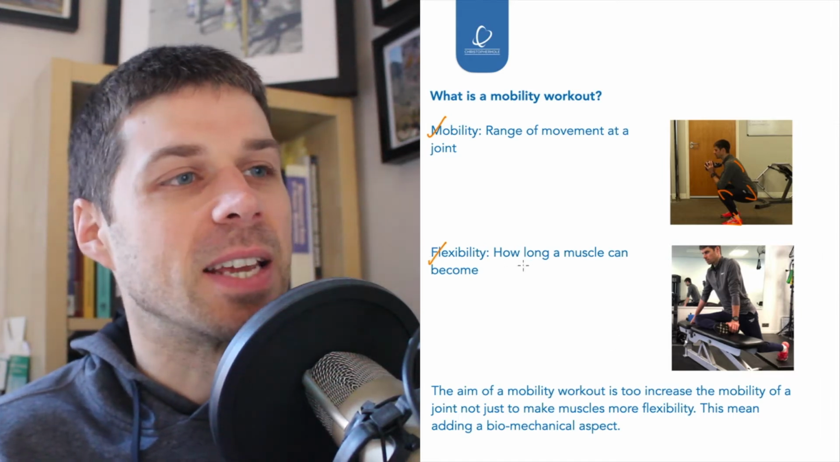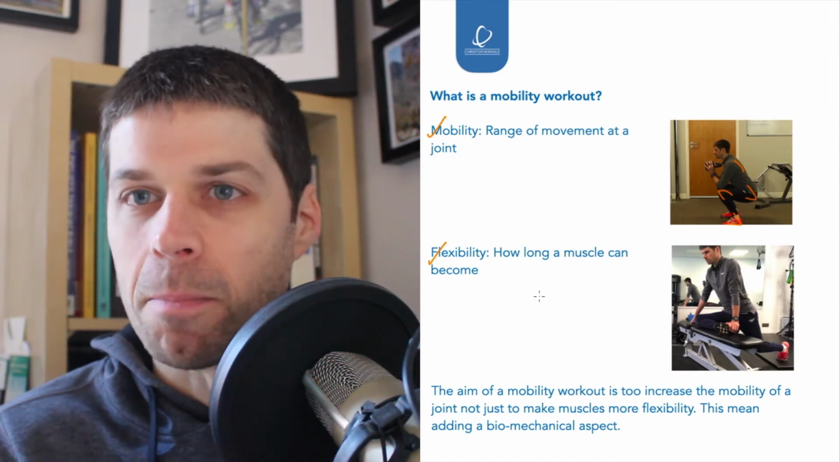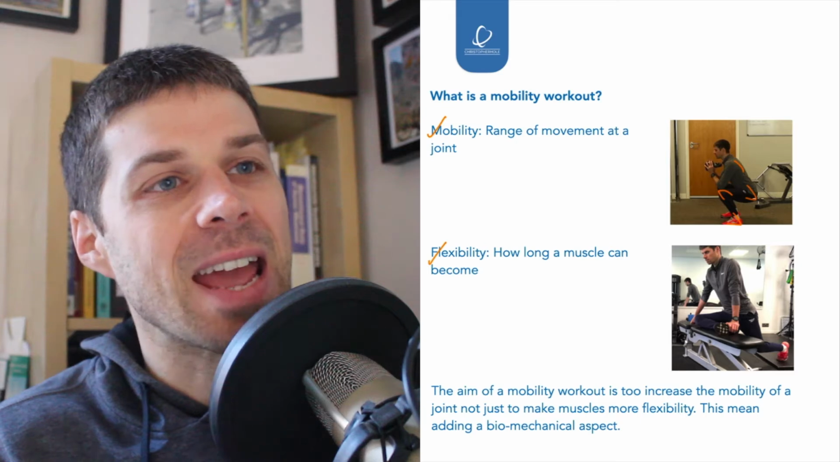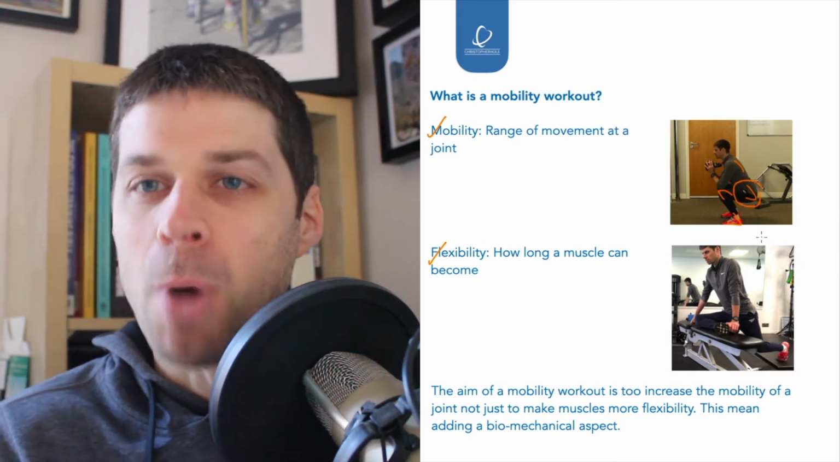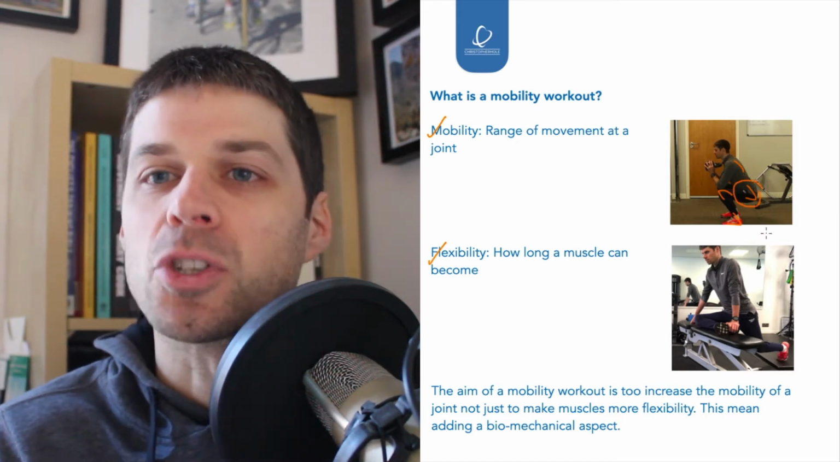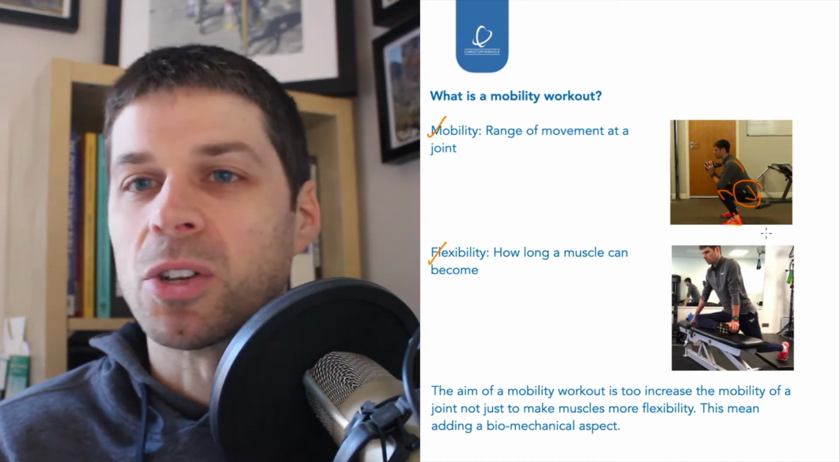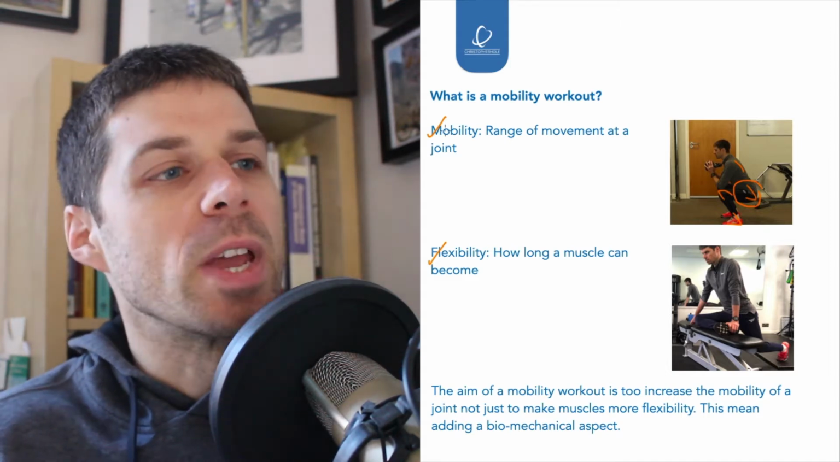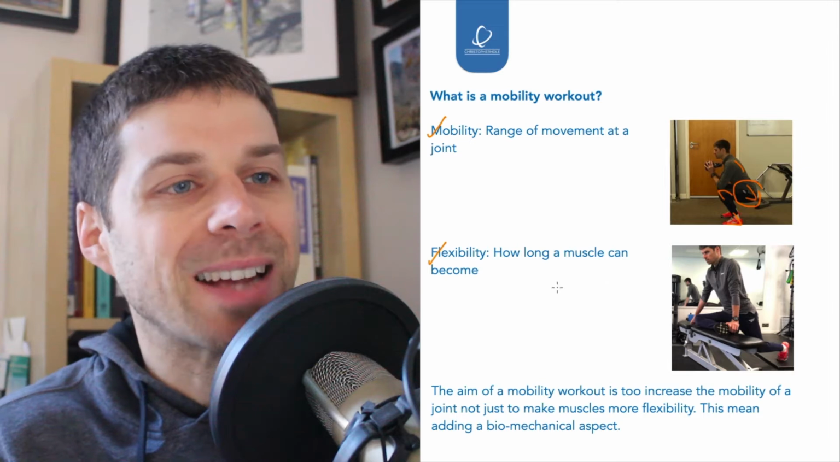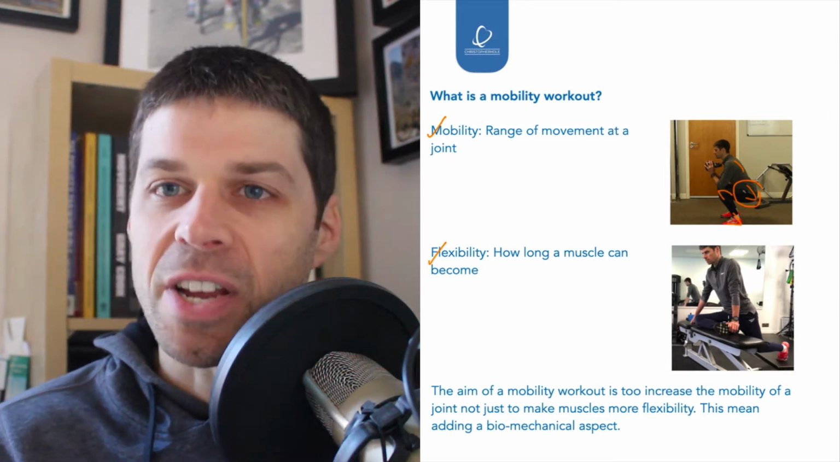Whereas flexibility is how long a muscle can become. So it's slightly different because obviously here, if we're looking at the hip, we're talking about multiple muscles. So we're not really talking about specific muscles. We're talking about the joint as a whole and all the muscles that make that up. What we then have when we talk about flexibility, we're talking about specific muscles.